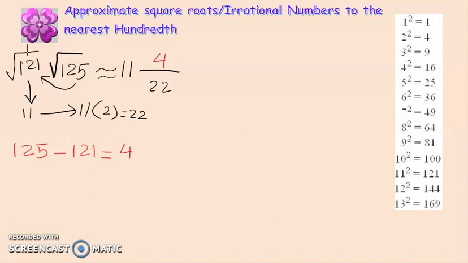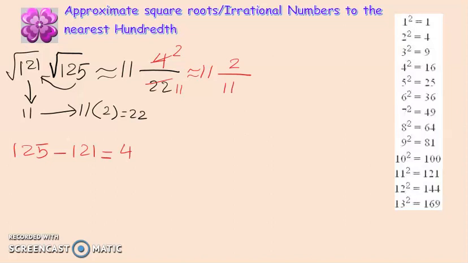Therefore, can I reduce this? Yes, obviously you can reduce. 2 goes into both evenly. 4 divided by 2 would be 2, and 22 divided by 2 would be 11. So therefore my mixed number is 11 and 2 over 11.